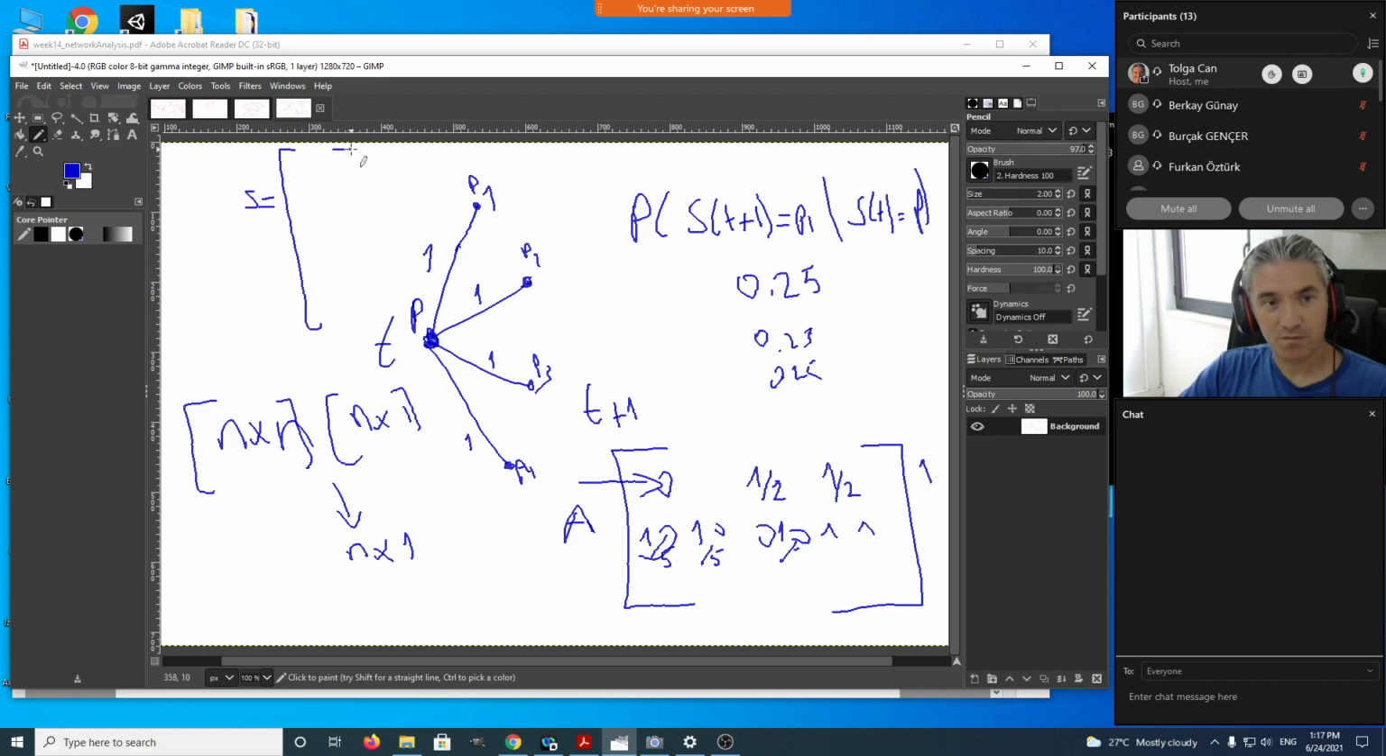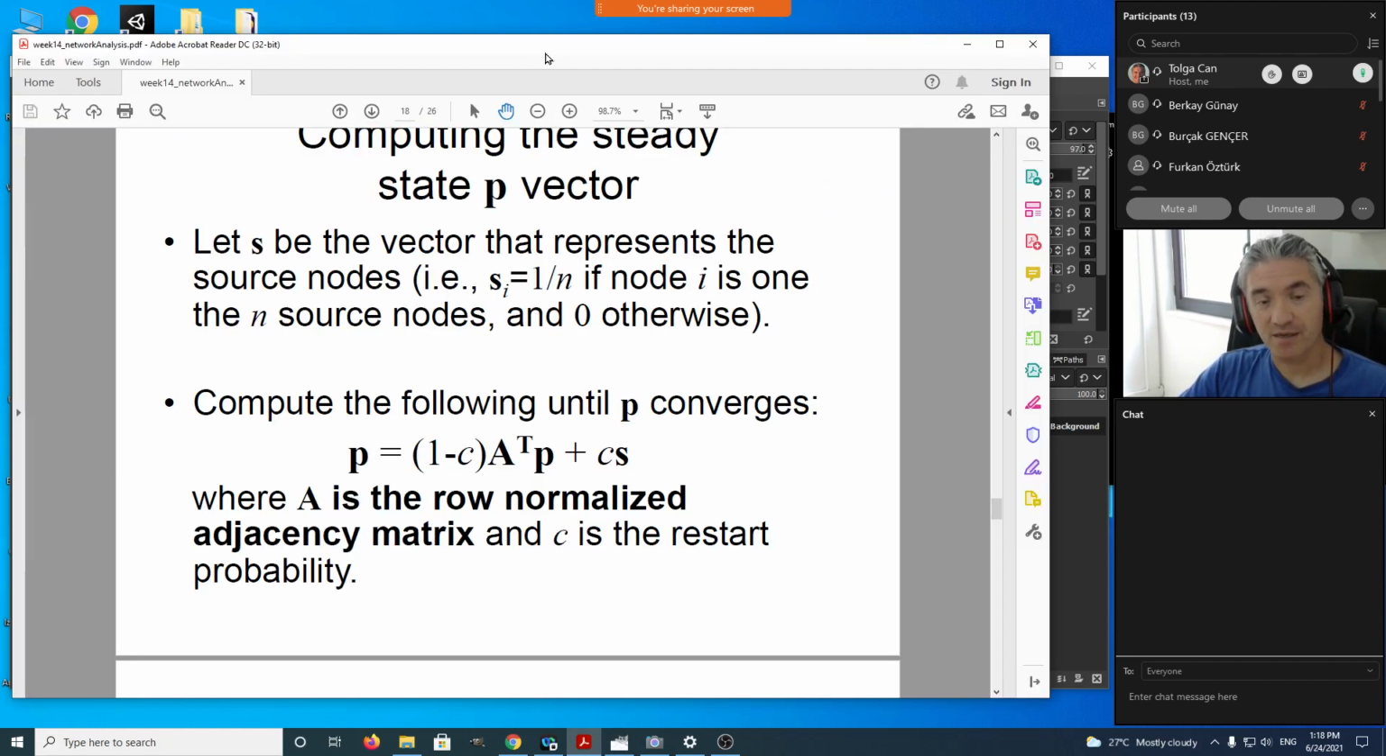If you want to do random walks with restarts, S will be a column vector like this with 5 genes. If you're interested in 5 genes, they all need to be 1 over 5 here. It also has to be normalized so that the summation is equal to 1. But only 5 of those genes will have non-zero values. All the others will have 0 values.